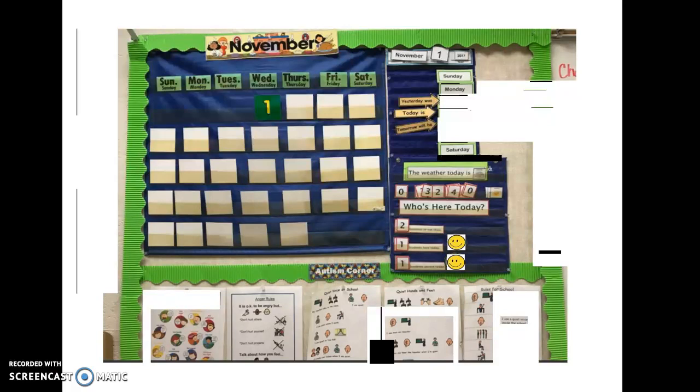Under that, you can see a lot of different visuals in her classroom, like rules for school, quiet voice in school, quiet hands and feet, her anger rules, feelings. So a lot of expectations for the students that are reviewed on a daily basis are presented visually in the front of the classroom.